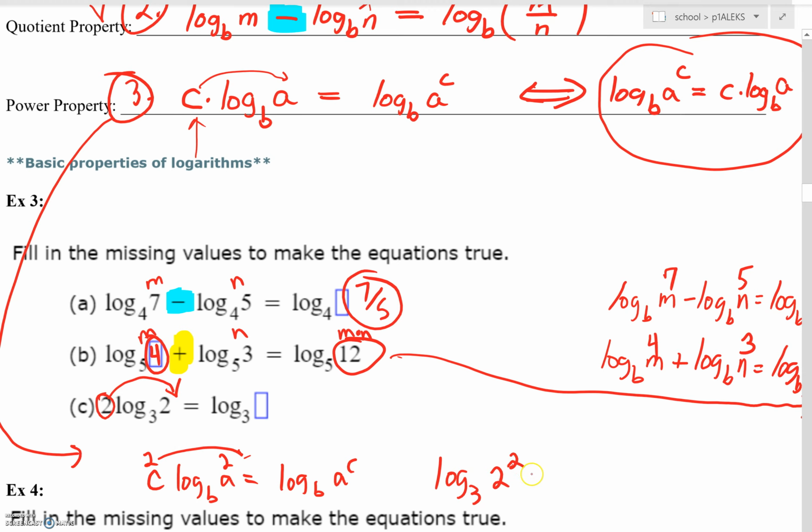And what is 2 to the second power? 2 to the second power is 4. So that's what we're going to have in here. Don't leave it as 2 to the second. Simplify it.